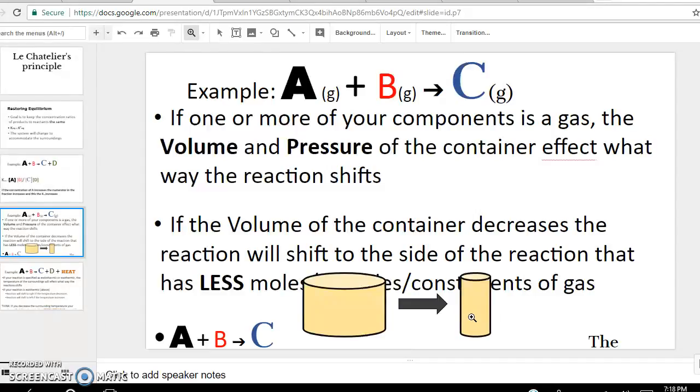If the pressure were to decrease, the reaction would favor the side of the reaction that has more moles or more atoms or components of gas. So the reaction would shift to the left from C to A and B.